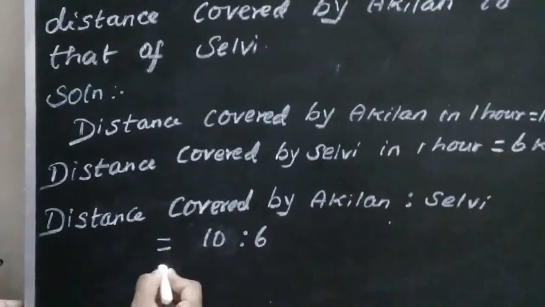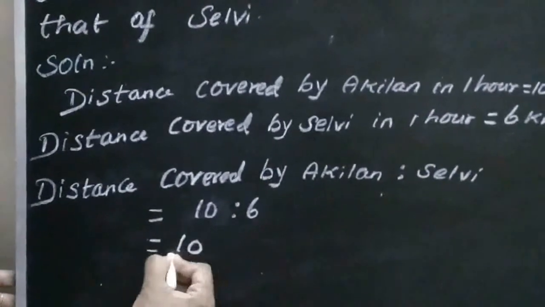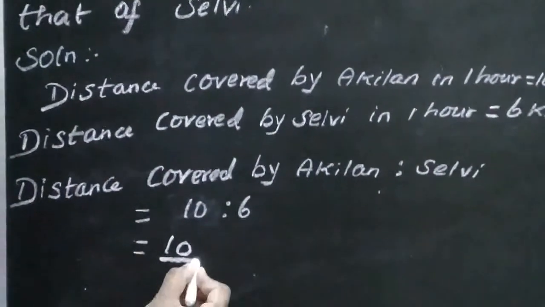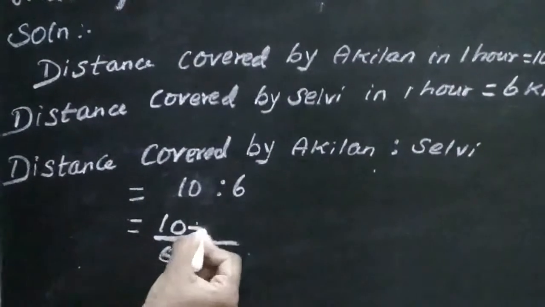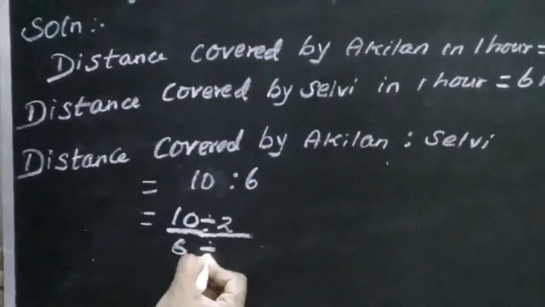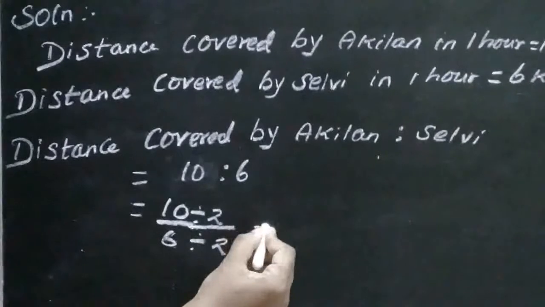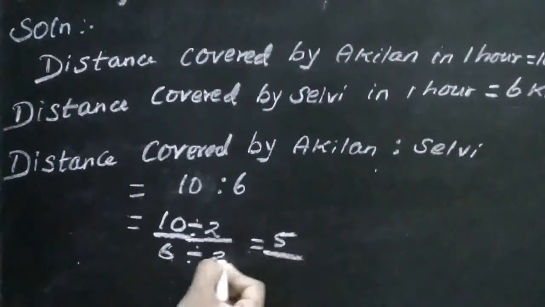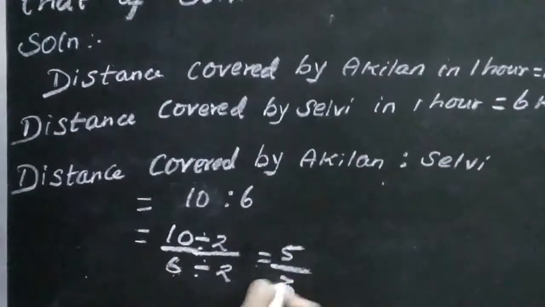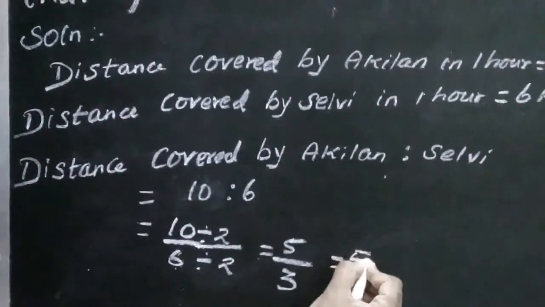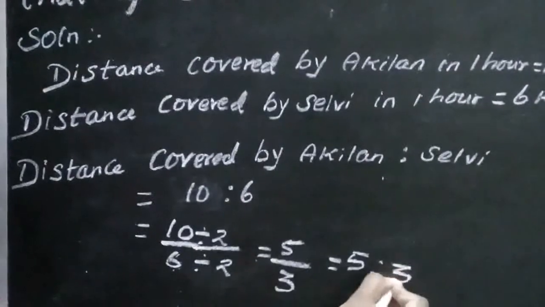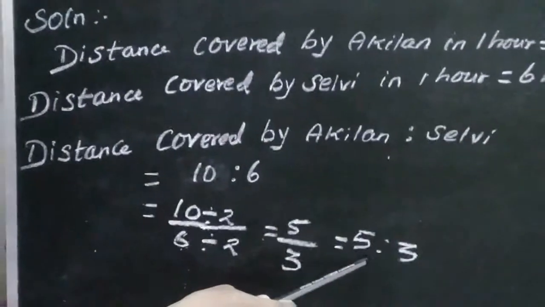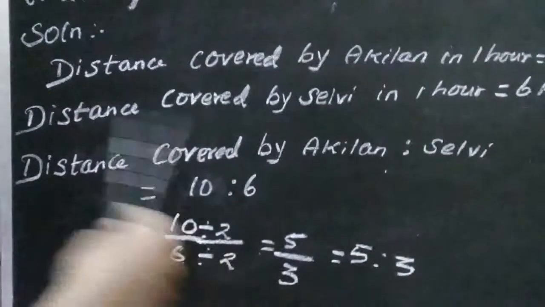So we have to write the fraction format, 10 divided by 6. So 10 and 6, 2 table is common. Therefore divide by 2. Here also divide by 2. So 2 table 10, 5 times possible. Here also 2 table 6, 3 times possible. So the answer is 5:3. So distance covered by Agilan and Selvi, the ratio format is 5:3.